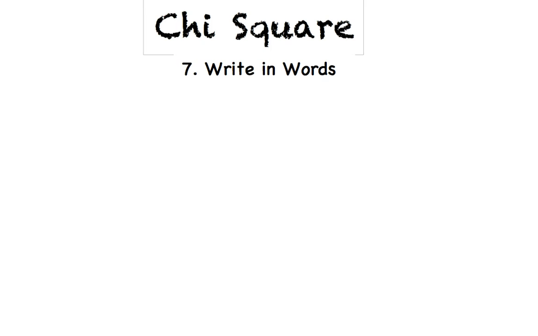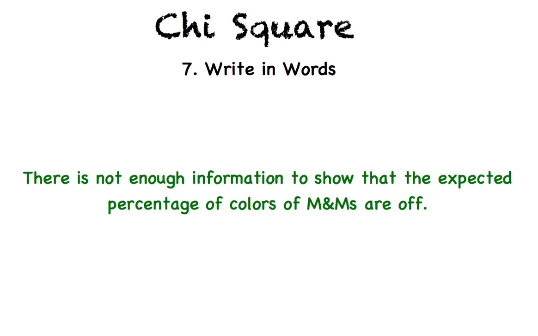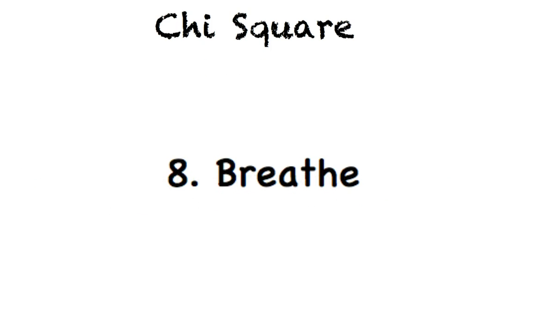Sounds good. And the step before the last step, step 7. Write what we found in words. I think I should say this. There is not enough information to show that the expected percentage of colors of M&Ms is off. Awesome! Now, the last step is done, because we did it.